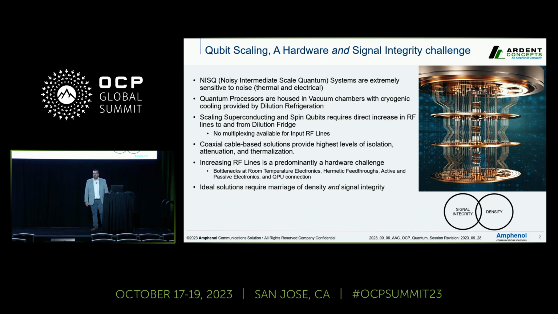In the quest for more practical quantum computers, qubit counts must exponentially increase while QPU sizes shrink. This presents both development and hardware challenges, notably in scaling microwave RF lines. The ideal solutions must balance mechanical density and signal integrity while considering thermal aspects for overall system success.